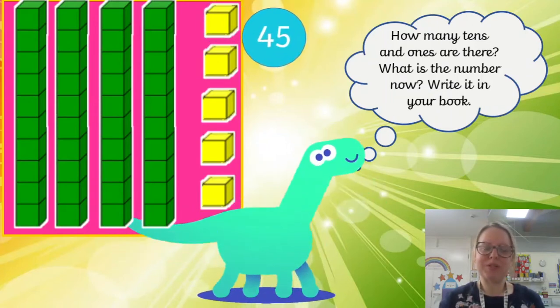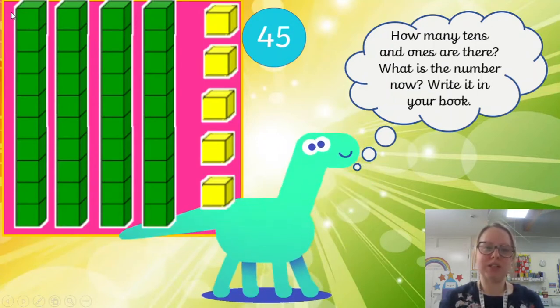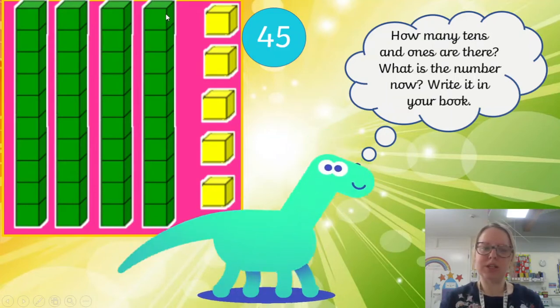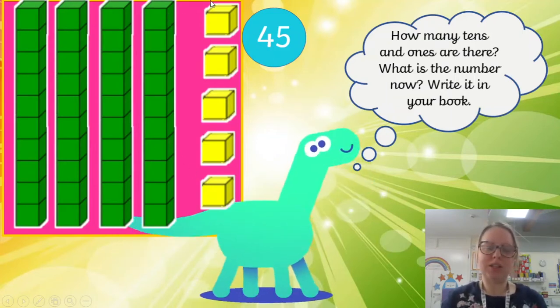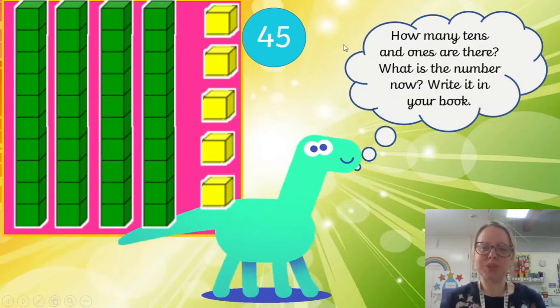Number 45. We can count our tens, can't we? Because we know our tens. 10, 20, 30, 40. It's really quick to count in our tens. 40, and we know that there's 5 here. 40 and 5 more is 45.